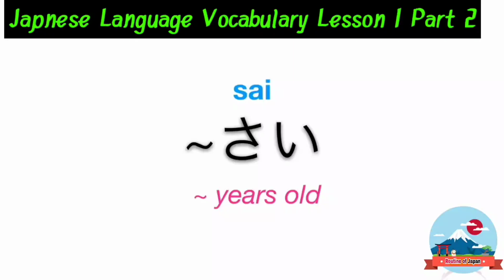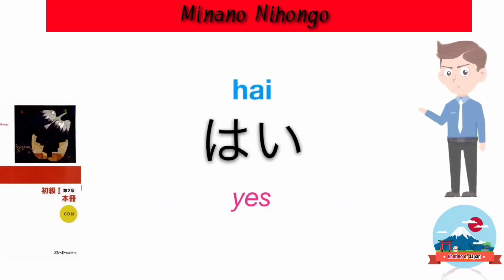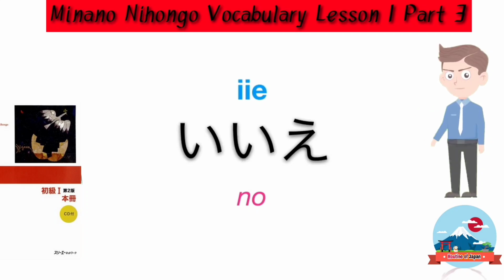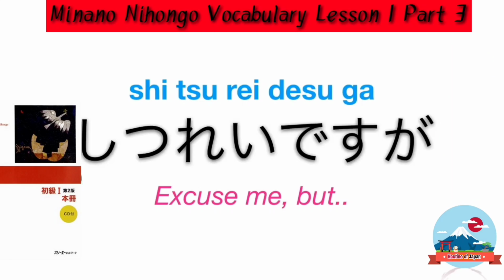Sai. For example, 5 years old is gosai and 30 years old is sanjusai. Nansai. Or the more polite way is oikutsu. Hai. Iie. Make sure that you extend the E syllable. Iie. Shitsurei desu ga. The ga syllable can also be pronounced as nga. So whether you pronounce it as ga or nga is just a personal preference. Shitsurei desu ga.